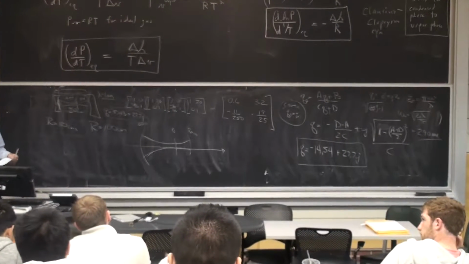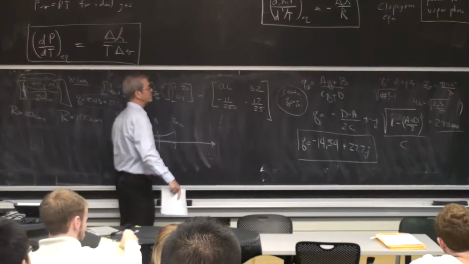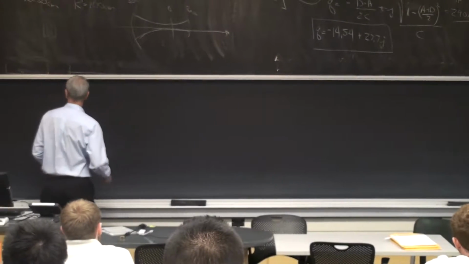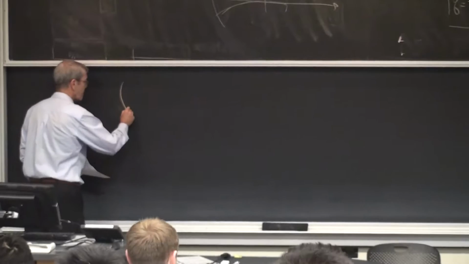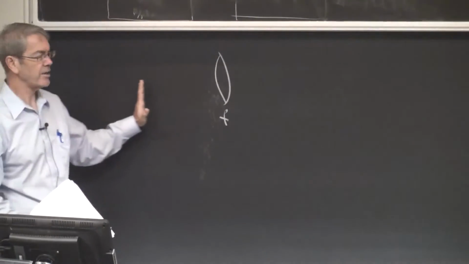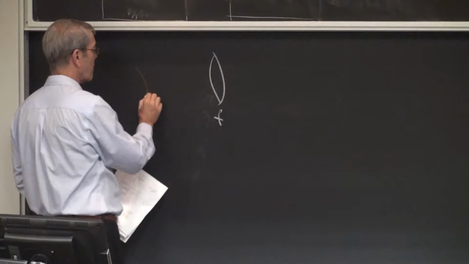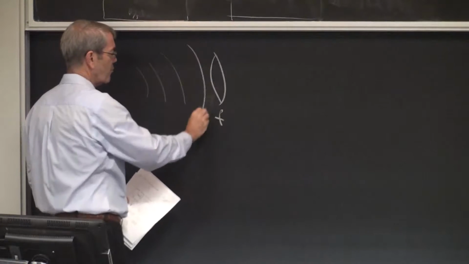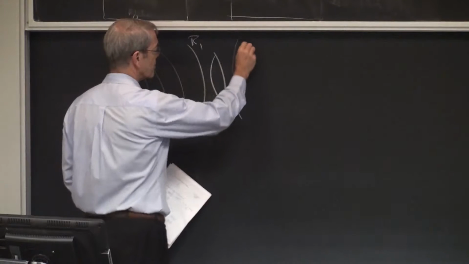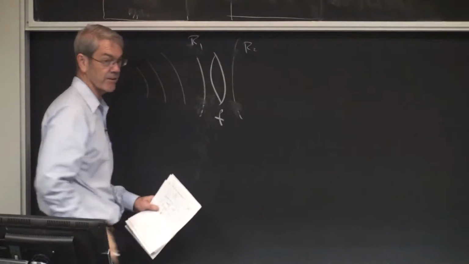Here was a fun one I thought it would be fun to look at, since we're talking about the ABCD law. Let's look at a clean board. Okay, so here's a question. I've got a lens. It's got a focal length f. I've got a beam coming along here, and it's got a radius of curvature. Let's call it R1. What's the radius of curvature of the field on the other side of the lens?